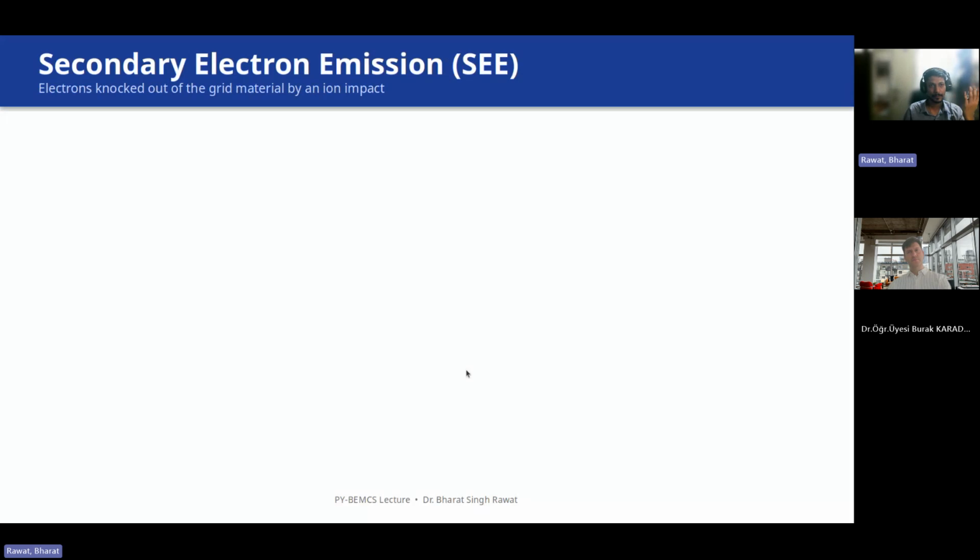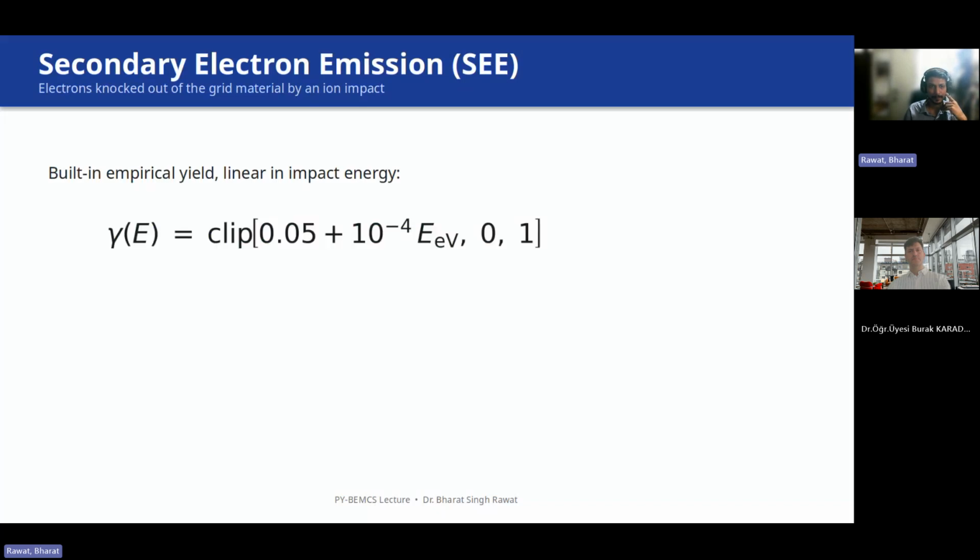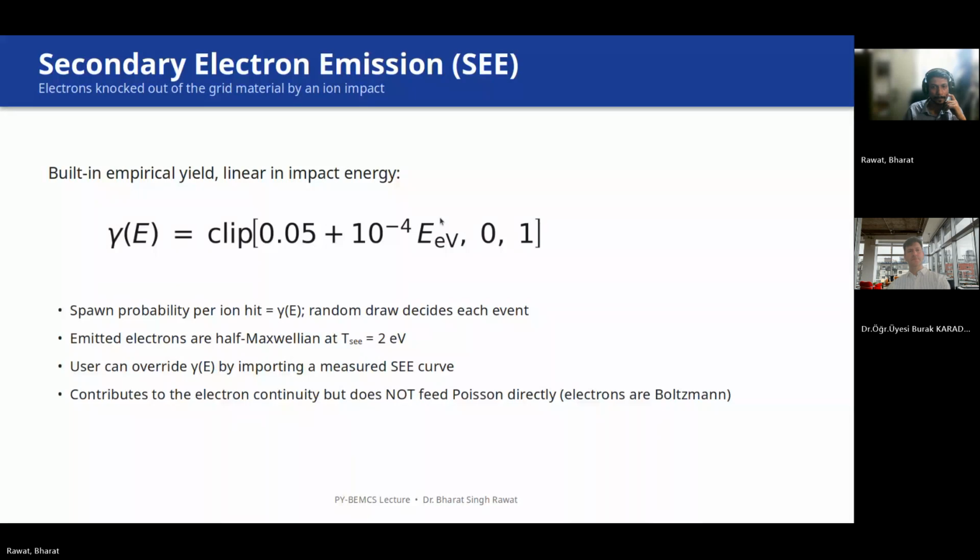And secondary electron emission: when ions hit the grid, they release secondary electrons. And for this, there is a very simple formula for the secondary electron emission. Again, it clips the value between 0 and 1, and whatever the energy of the secondary electron, if it exceeds 0 and 1, the clip function would keep it between 0 and 1. That's the formula, and E is the energy of the electron.